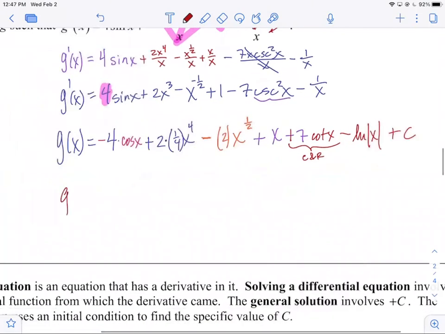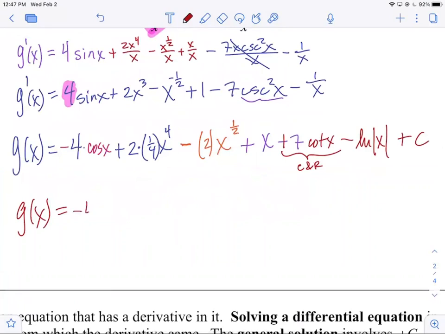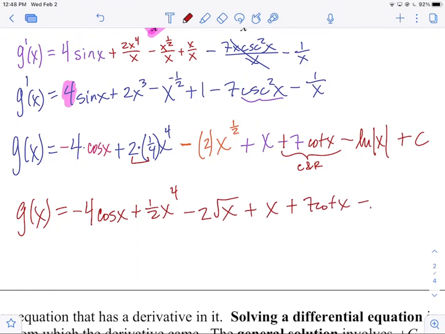All right, now all we have to do is pretty it up at the very end. -4 cosine of x, and then 2 times the one-fourth, oh, that's just a half. Okay. -2 square root of x, that looks good, plus x, plus 7 cotangent of x, minus the natural log of the absolute value of x, plus c. Boom, there it is. It's not only fun, it's easy. It's been easy.